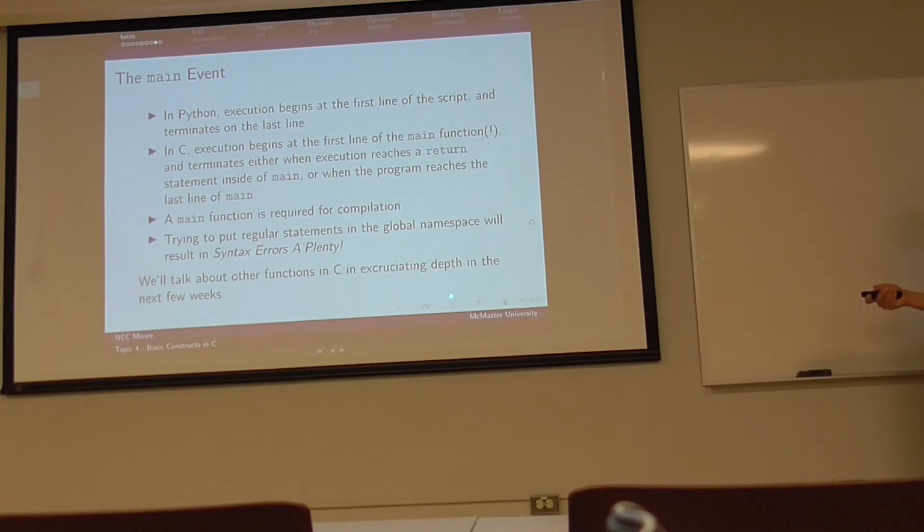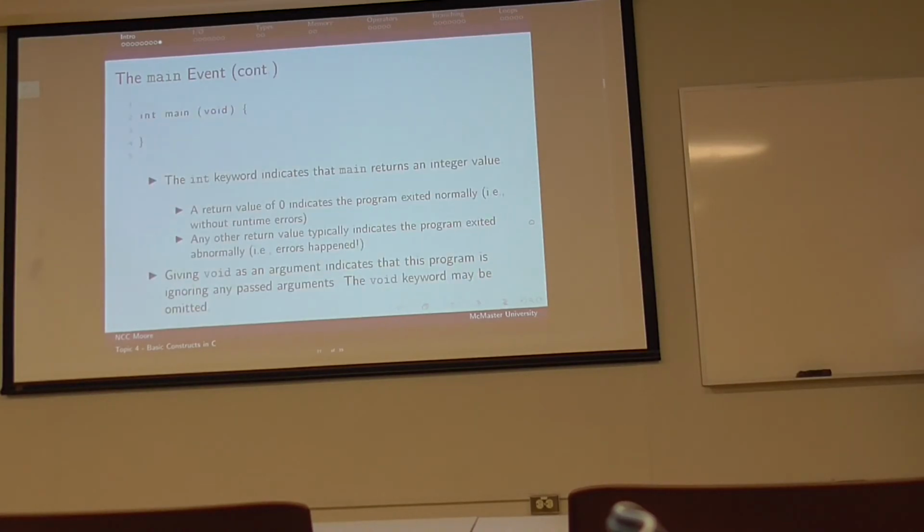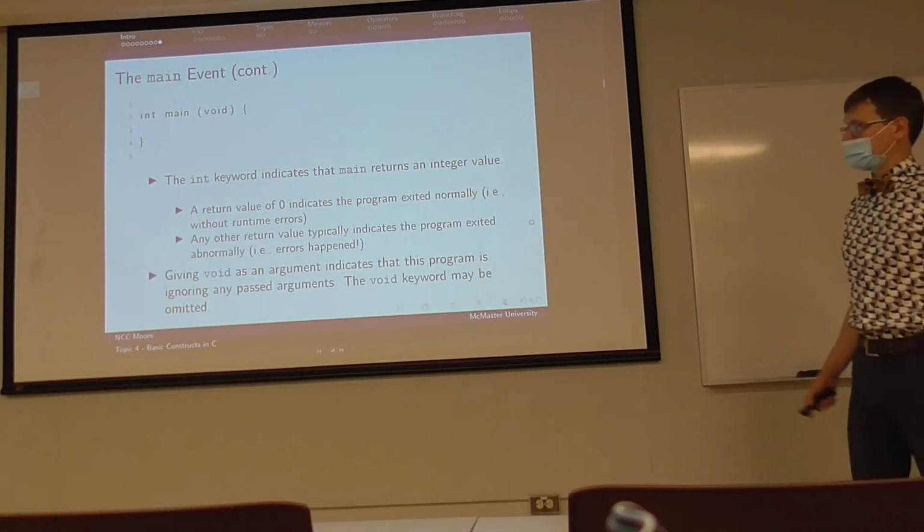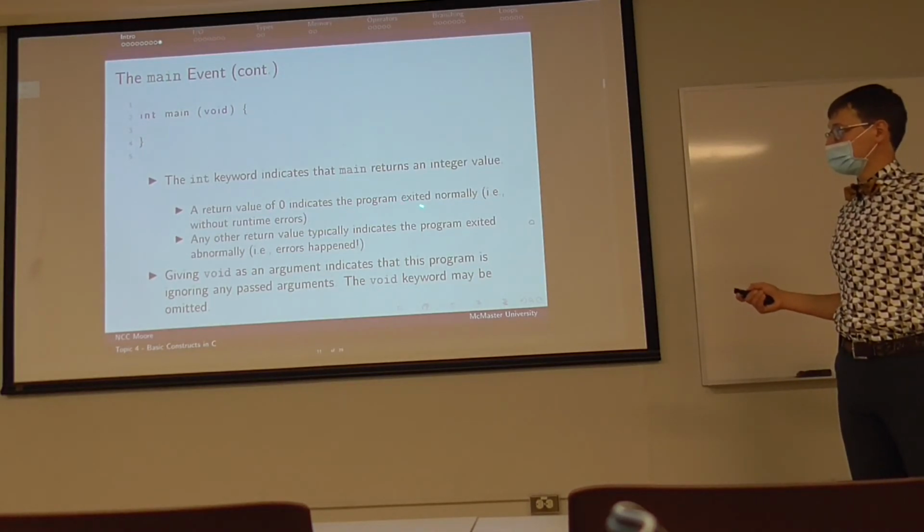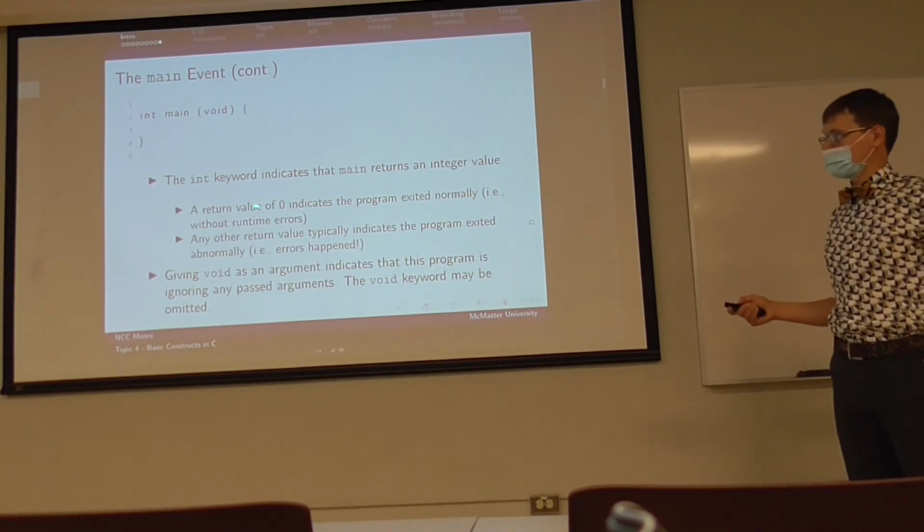We'll talk about other functions in C in excruciating depth in the coming weeks, but since you all know Python, you should have a pretty good idea what a function is. So, the int keyword indicates that main returns an integer value. A return value of 0 indicates the program exited normally, i.e. without runtime errors.